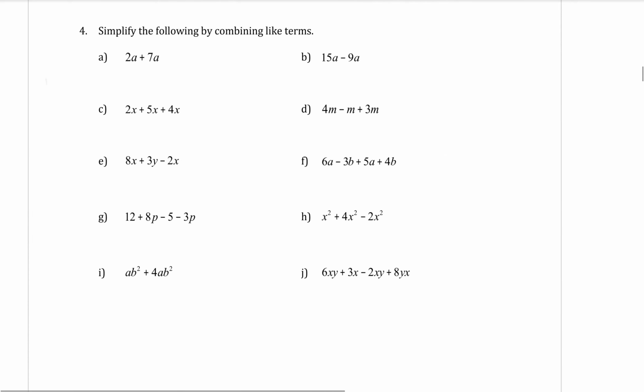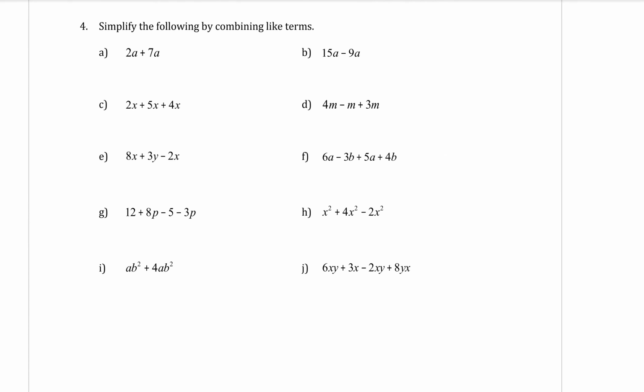Question 4. Simplify the following by combining like terms. So it's just the same stuff. Okay, is a 2a and a 7a the same? Yeah. Like terms? Yes. So 2 plus 7 makes 9a's. Make sure 9s don't look like a's. 9s are tall, a's are short. Okay? B. 15a minus 9a. Are they like terms? Yes. So 15, take away 9 is 6. 6a.